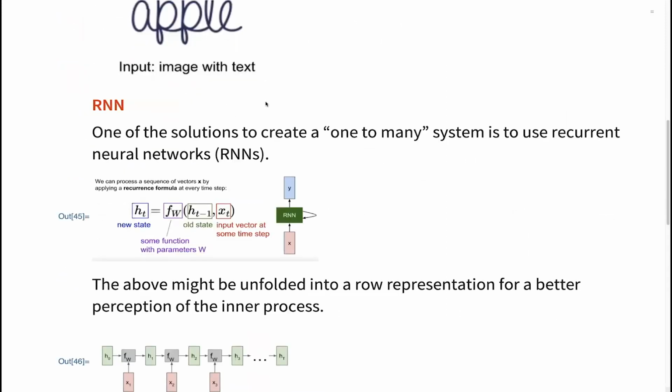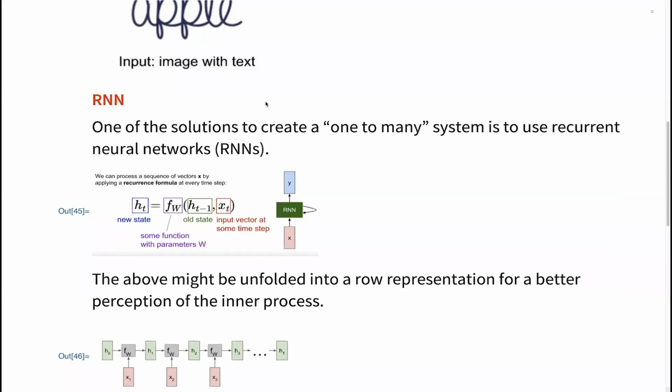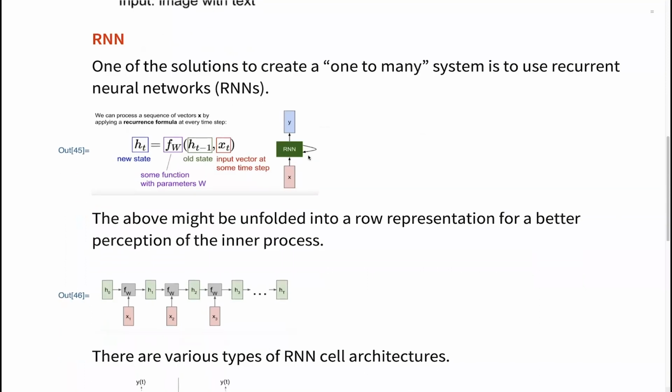So one of the approaches to have this working is to go from a one-to-one system to a one-to-many system, for example, the recurrent neural networks. So basically we have a sequence of feature vectors, and we pass this to our neural network, which takes into account the current state and the previous processing output, and produces a new state and a new feature vector.